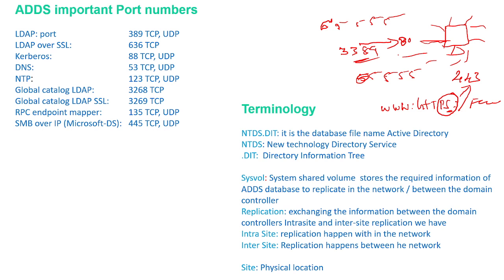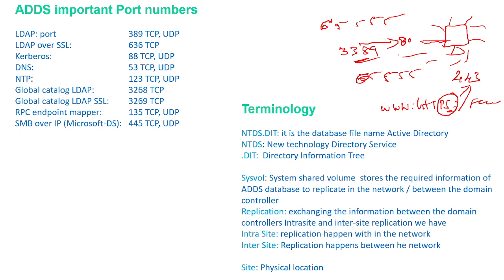Kerberos. When you enter the username and password, I told you, the query will go to the domain controller to check the username and password. That protocol is nothing but Kerberos. Kerberos is an authentication protocol. If somebody asks you what is the authentication protocol of Active Directory, you have to tell it is Kerberos. Kerberos is port number 88. It is an authentication protocol.